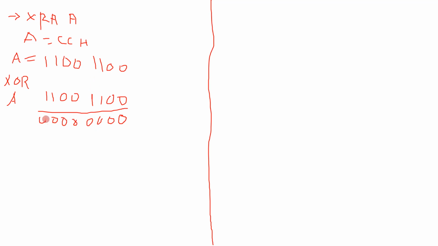When two inputs are different, then we get 1 in exclusive OR. So mostly the XRA instruction is used to make the contents of the accumulator 0. To make the contents of the accumulator 0, we use the XRA instruction.